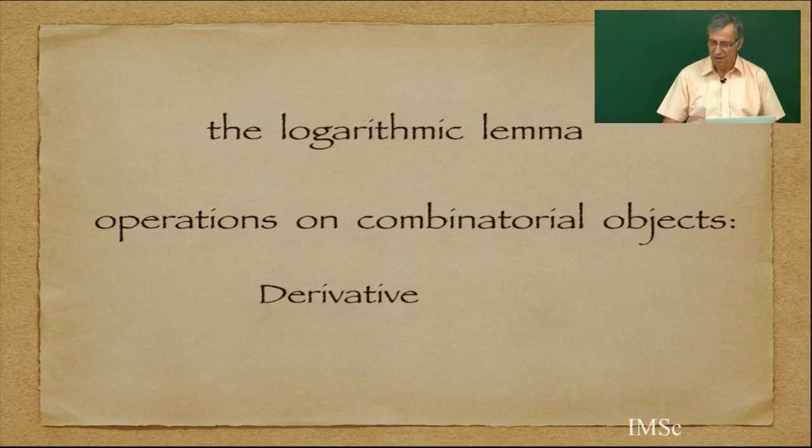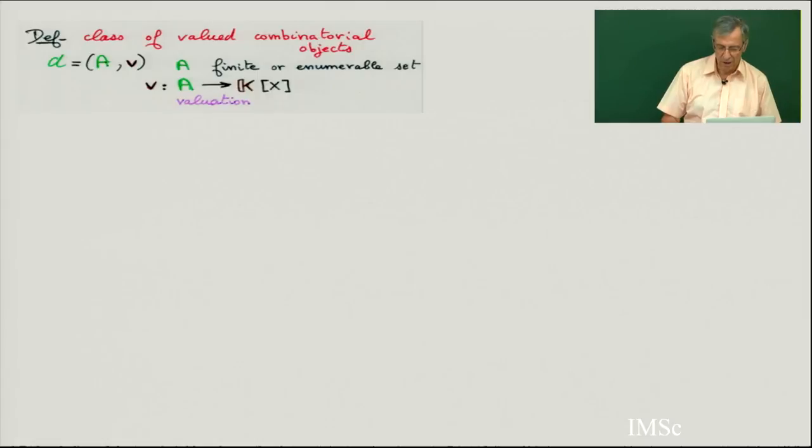So I need to define this lemma, and to prove it, I need the idea of a derivative in the class of combinatorial object. I have reminded you in this chapter about the general definition of a combinatorial object, the sum, the product, and today we are going to see the derivative of such combinatorial object. So I remind you the general definition of a class of combinatorial objects.